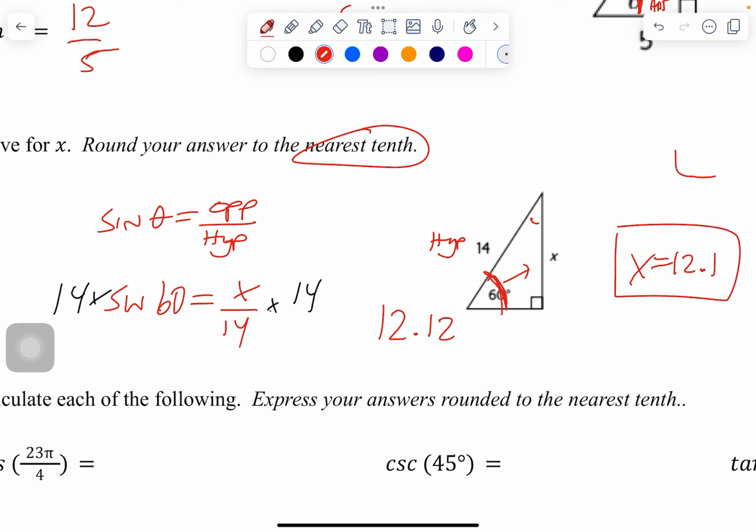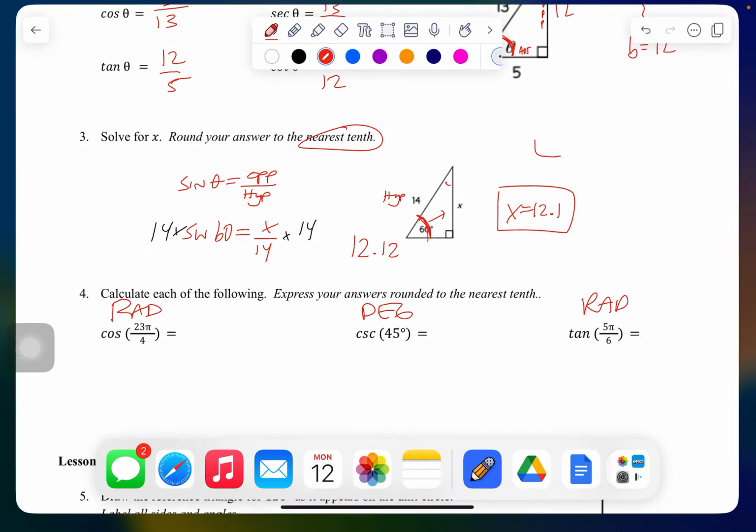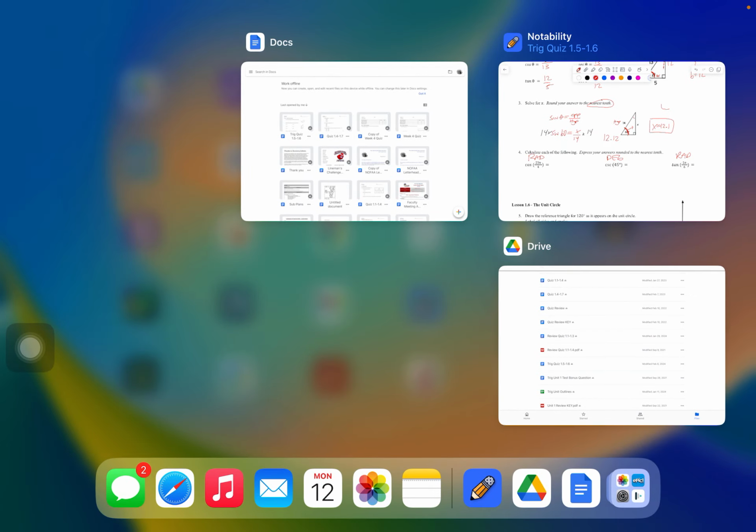All right, for this next problem here, we're going to type these into the calculator. Calculate each of the following, round your answers to the nearest tenth. I think for the people that missed this the most, they forgot that this was in radians, this was degrees, and this was radians. And that was purposeful. So we got to remember to switch our mode.